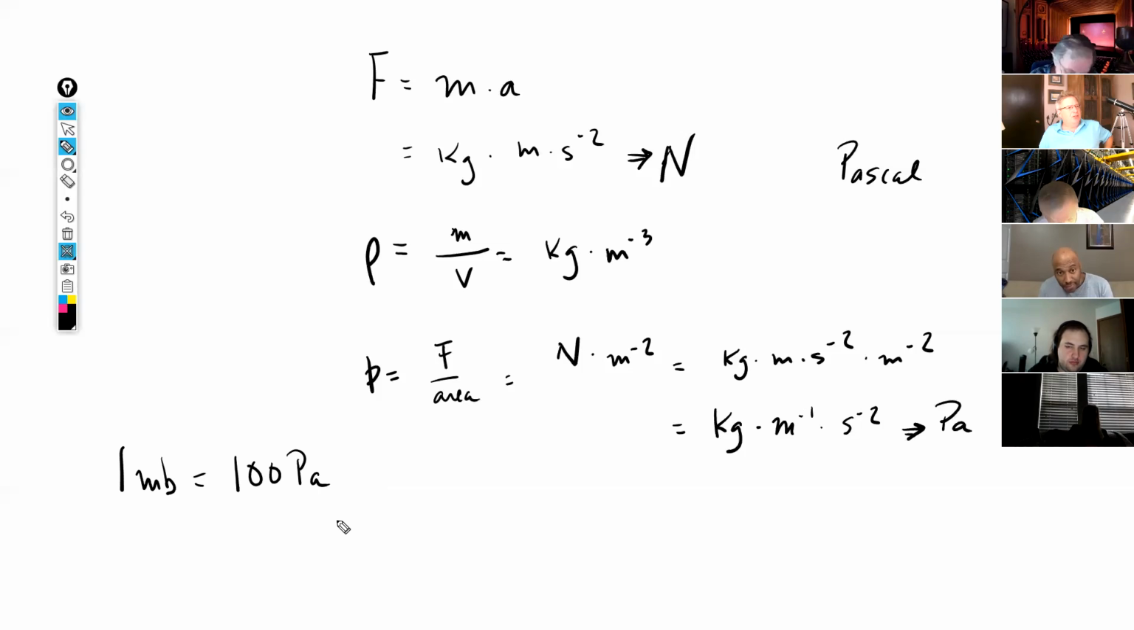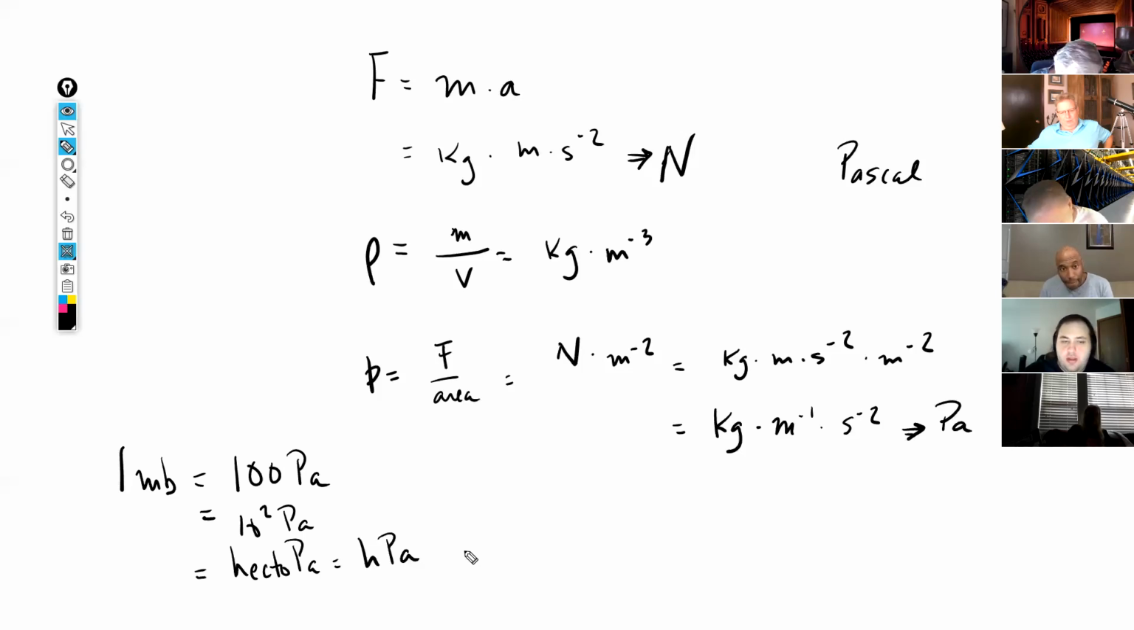That's the relationship. But do you agree that that's also 10 squared pascals? 10 squared has a prefix. You know what the prefix for 100 is? H. Hecto. So 1 millibar is a hectopascal.